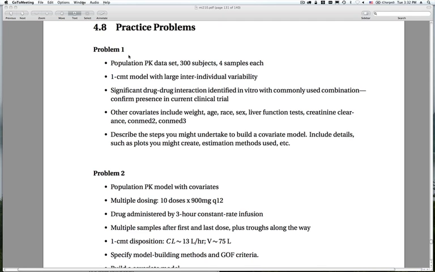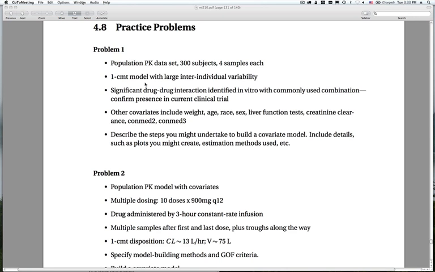I want you to think about the steps that you would take to undertake the building of a covariate model, including some details: the plots you might create, the estimation methods you might use, the covariate model building method, how you might check some of the assumptions. Just think about that. And this will be more of a discussion point, but if you want to start this as a thread on the course site, we could collect our thoughts there and maybe discuss it on Friday. So this doesn't require you to do any hands-on modeling, but just some thinking about a problem and what points you would consider.